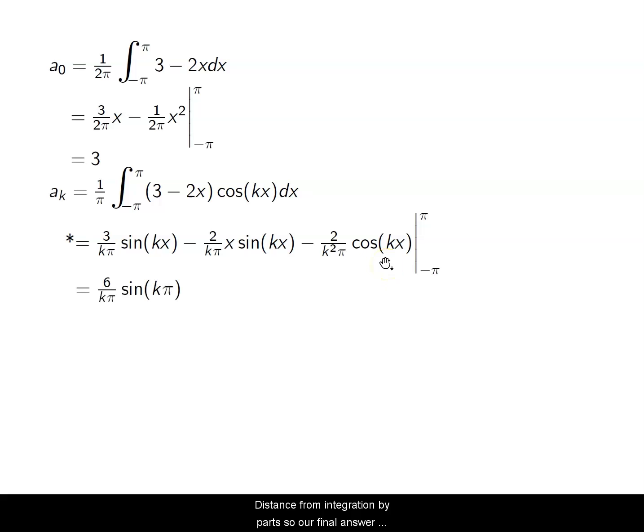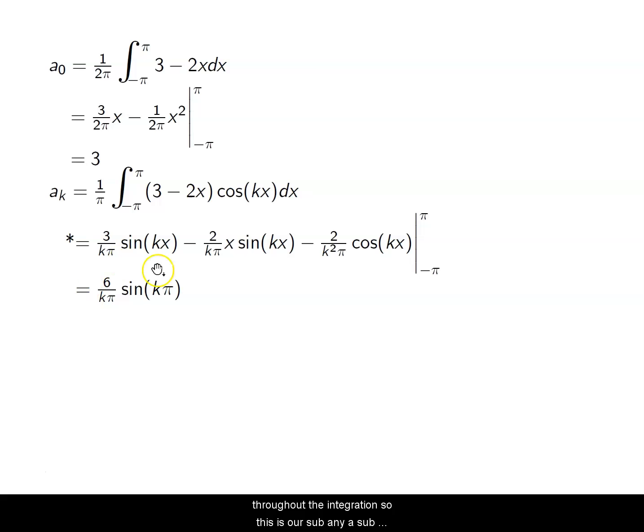This is from integration by parts. So our final answer comes out to 6k pi sine k pi. Remember, here we're basically treating k as a constant, even though it changes with the different subscript that we're looking at. It's treated as a constant. x is the thing that changes. We're integrating with respect to x, so you treat k as a constant value throughout the integration.